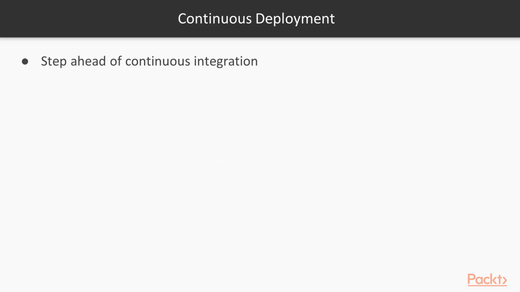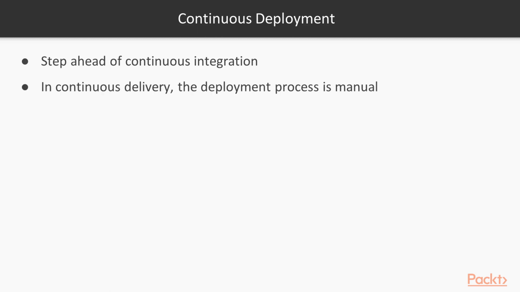So now we come to the concept of continuous deployment. This is a step ahead of continuous integration. Now there's two key terms that we need to understand. The first is continuous delivery and the other is continuous deployment. Now in continuous delivery, one key point is that the deployment process is manual.